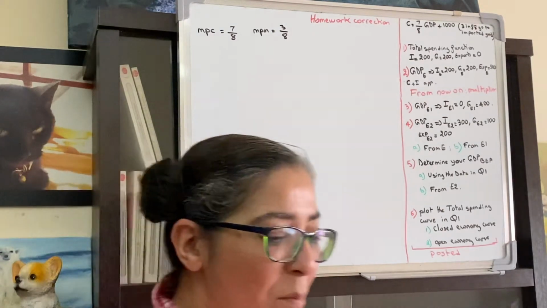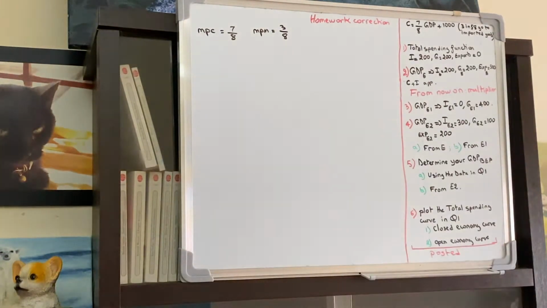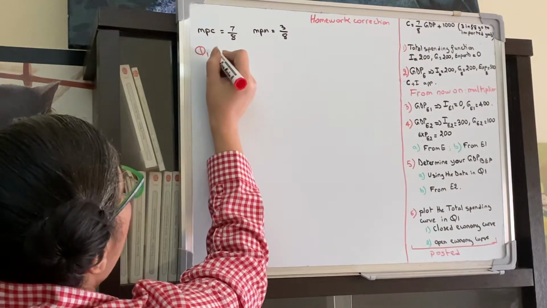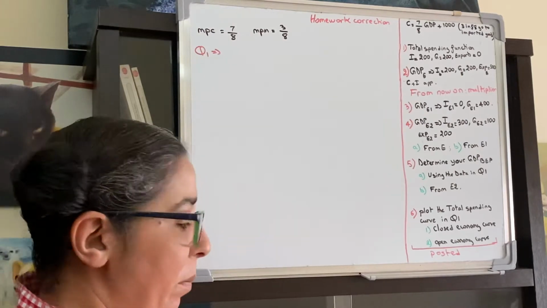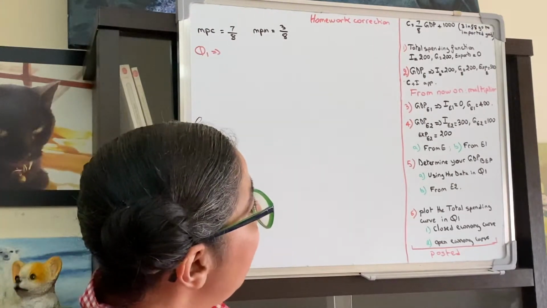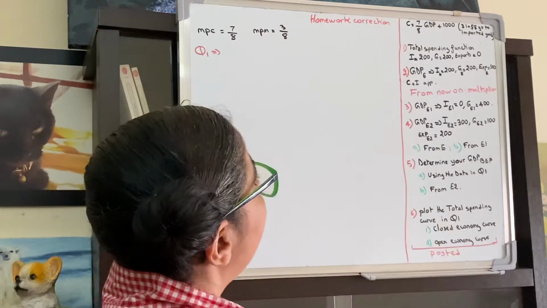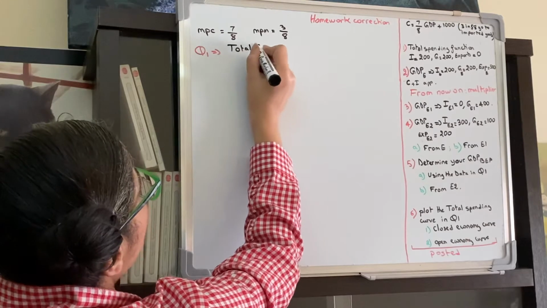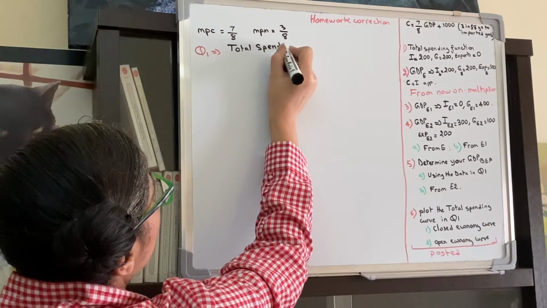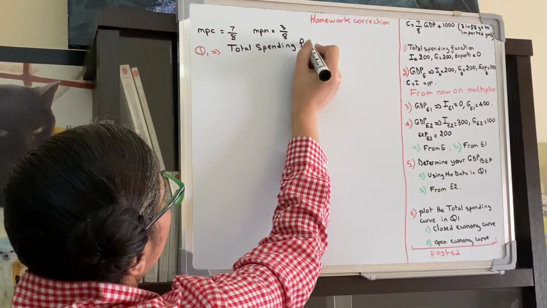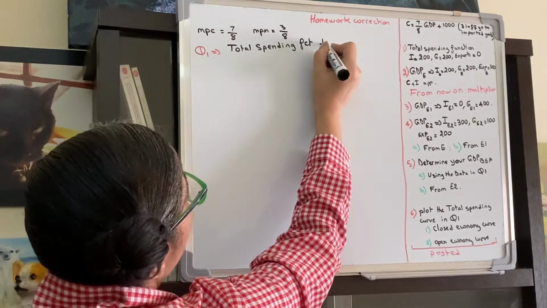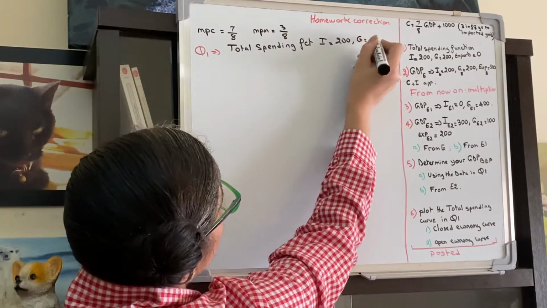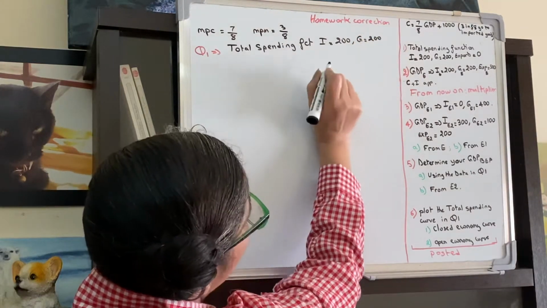Okay? Now I'm moving to question 1. Oops, I need my little markers. Okay, question 1. They're asking me to determine my total spending function given those data, given I is equal to 200, G is equal to 200, and I have no exports.